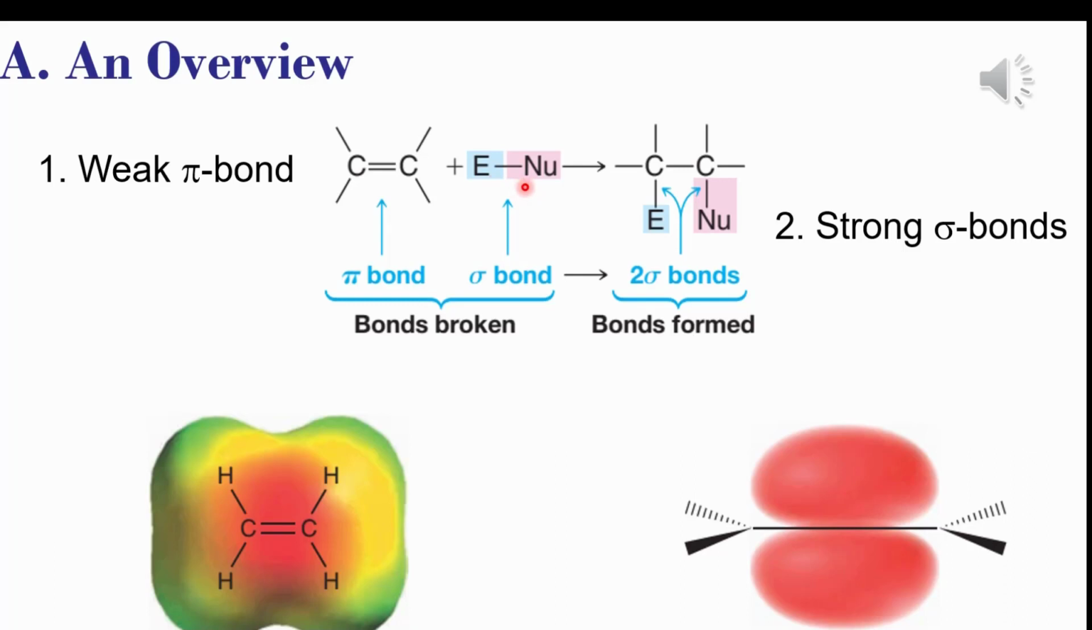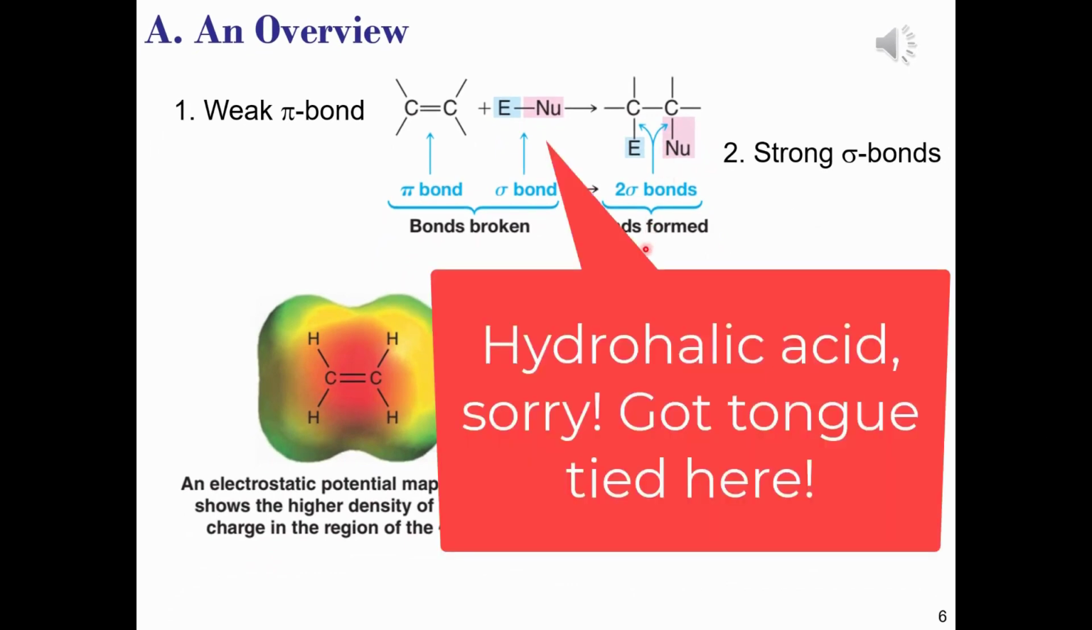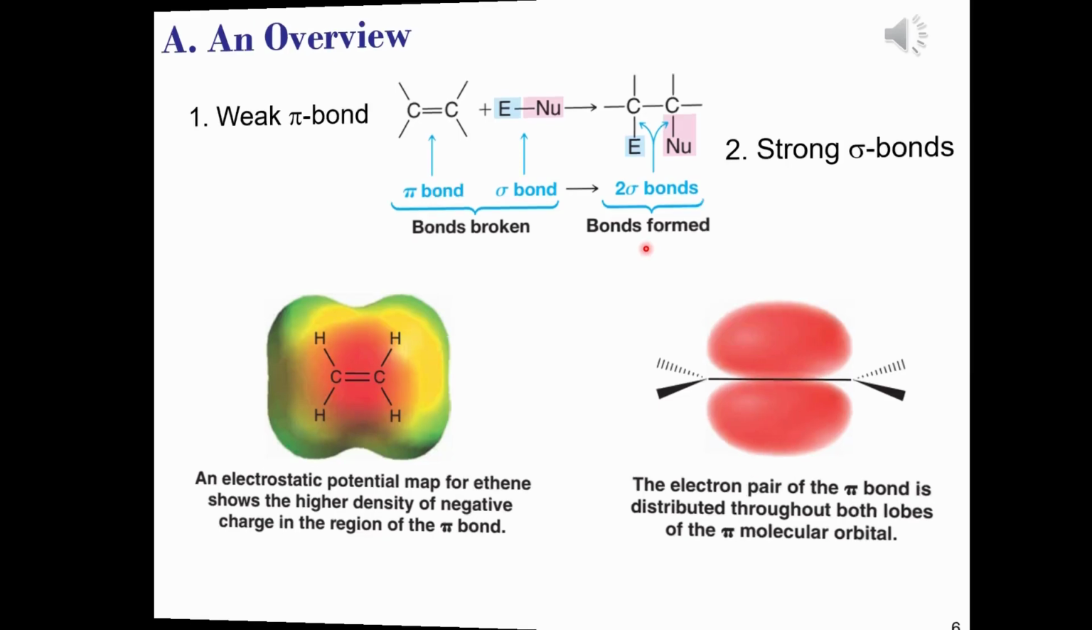As part of the reaction process, two strong sigma bonds are formed, one to the electrophile and the other one to the nucleophile. If we think of a halohydric acid like HBr, then the hydrogen atom would behave as the electrophile and the bromine atom then behaves as the nucleophile. Let's now have a look at the reaction from an orbital perspective.